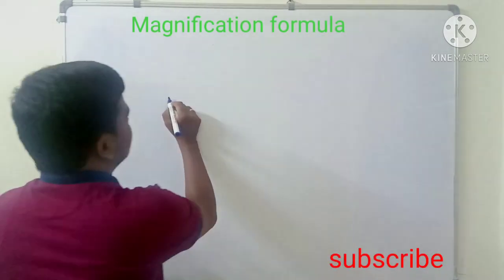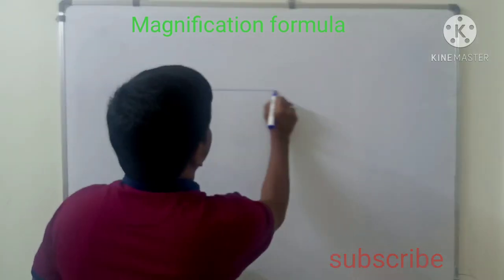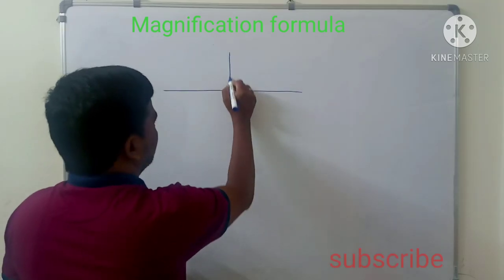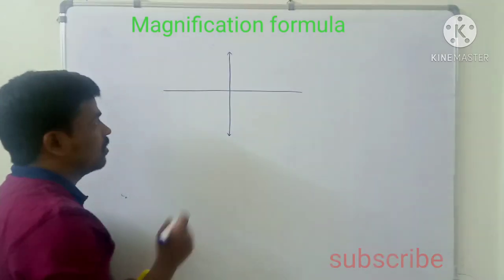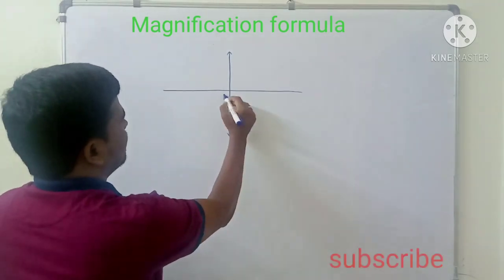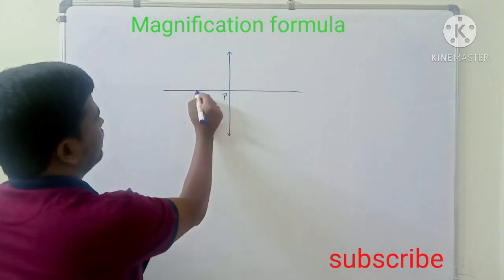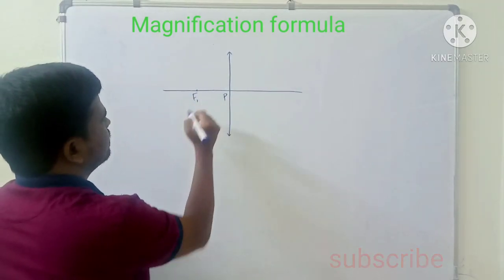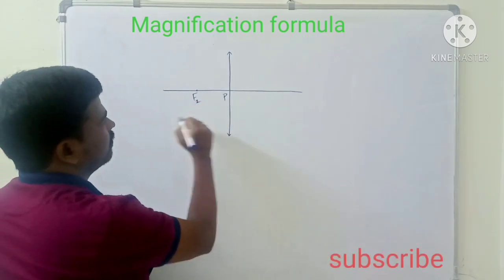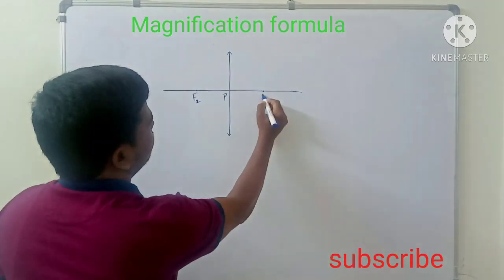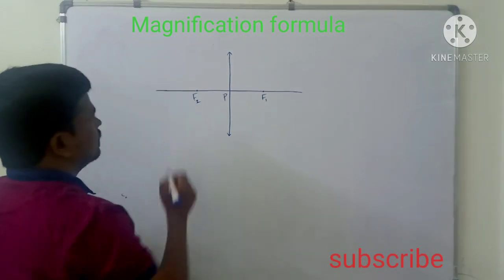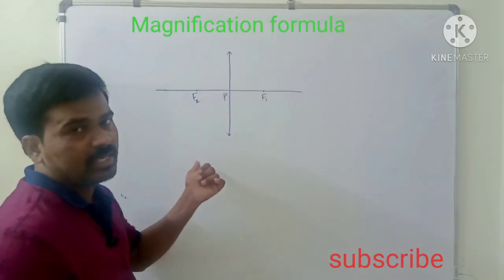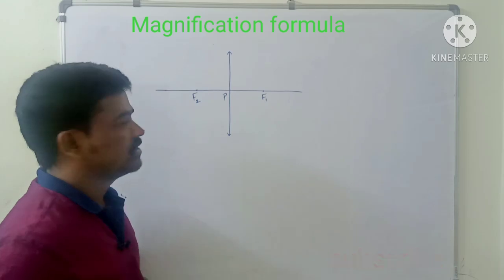For that we need this map. It's very easy. Observe carefully. This is the symbol of a convex lens, this is the principal axis. And here I am taking the focus, and here also I am taking a focus. Next, we are deriving the magnification formula.